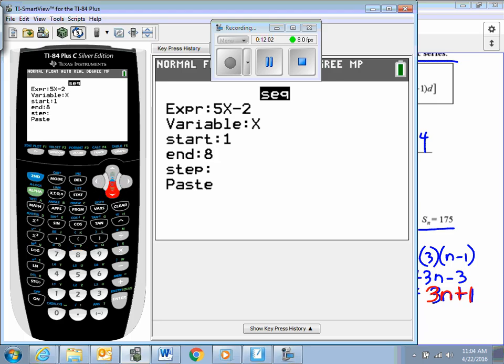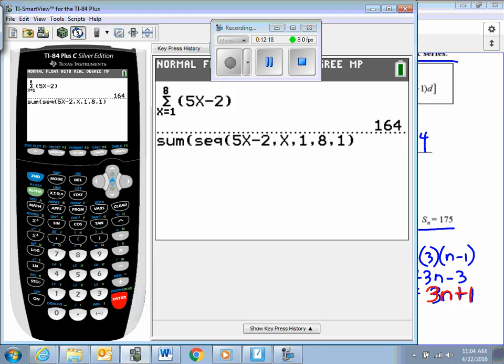What is our step? The step just means, am I skipping any term? If I wanted the sum of every other term, for instance, then my step would be 2. But I want the sum of all the terms, not skipping any. So I'm going to say my step is 1. Then I'm going to come here and paste that in. And you see what I have here.